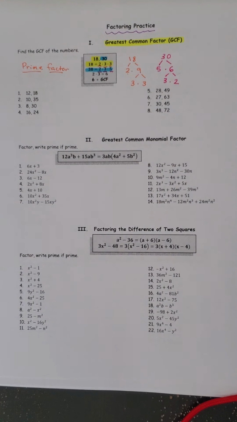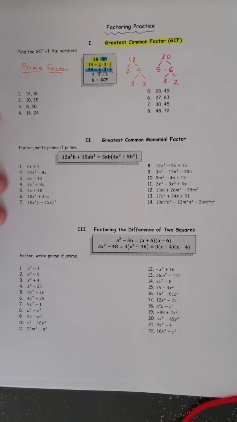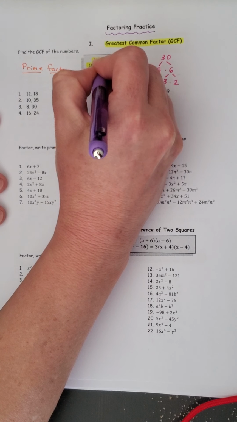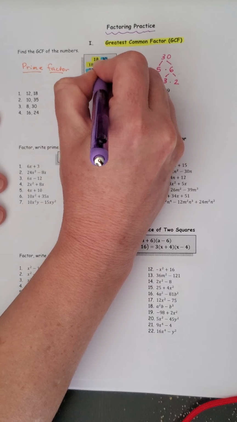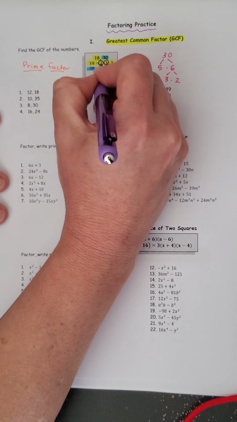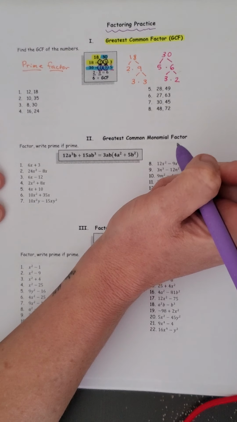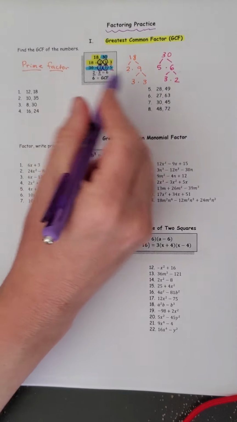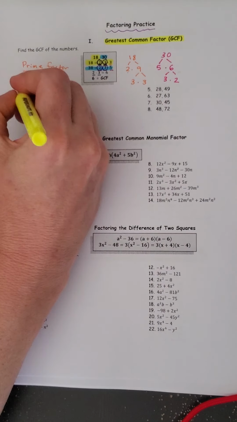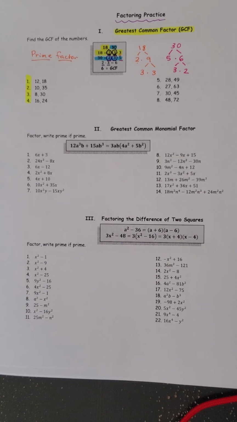Now, to find the GCF, they have to be in common in both terms. And so what I see is that both of the numbers have a 2 in common, and both of the numbers have a 3 in common. And then we multiply those back together, and that gives me my GCF of 6. So I'd like you to try prime factoring. I'm only going to assign 1 through 4. Okay? I don't want to overwhelm you with work.